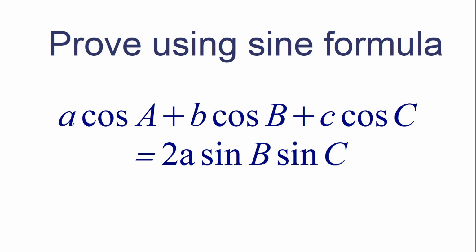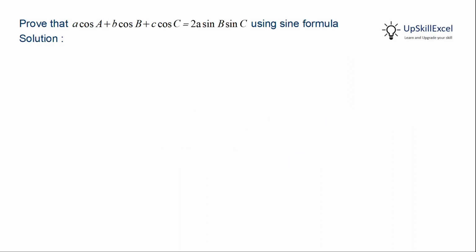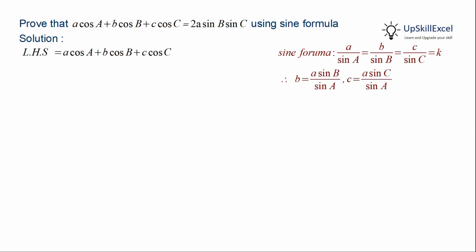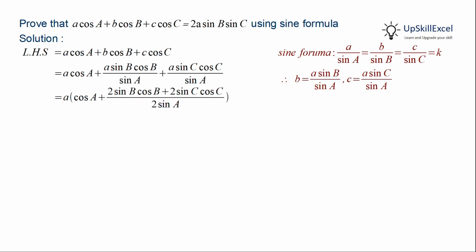Prove that a cos a plus b cos b plus c cos c is equal to 2a sin b sin c using sine formula. Observing the right hand side, we find that only one side, that is a, is used and the angles b and c are used. So we start with the left hand side and convert b and c in the form of a, that is replace b by a sin b by sin a and c by a sin c by sin a. Doing the substitution, we observe that a is common in all the three terms, and in second and third term sin a is common in the denominator. We also observe that the terms are sin b cos b and sin c cos c.